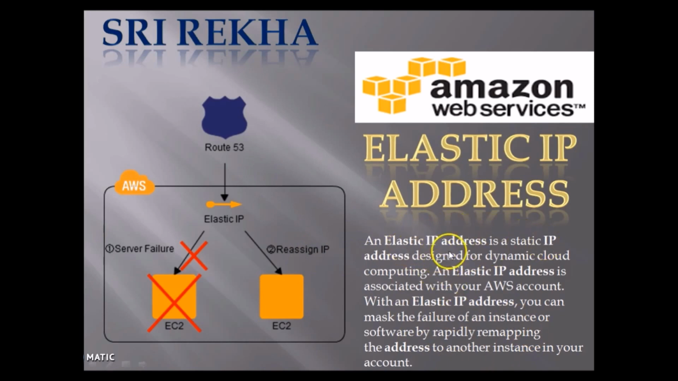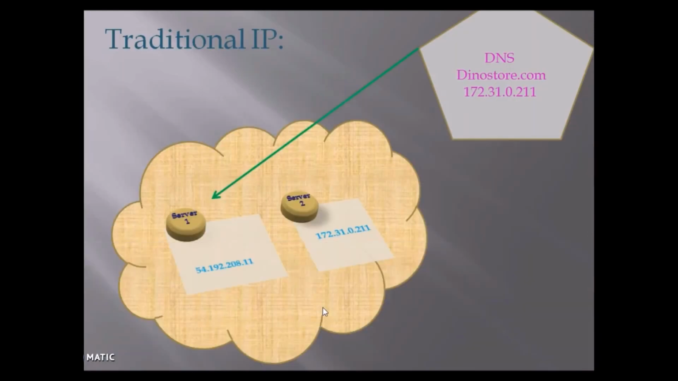Generally, an Elastic IP address is a static IP address designed for dynamic cloud computing. An Elastic IP address is created for your Amazon account, not for any specific instance. By using this EIP, you can easily rectify the failover of a server by quickly remapping the IP address to another instance in your account. Now I will explain how EIP differs from a normal or traditional IP.